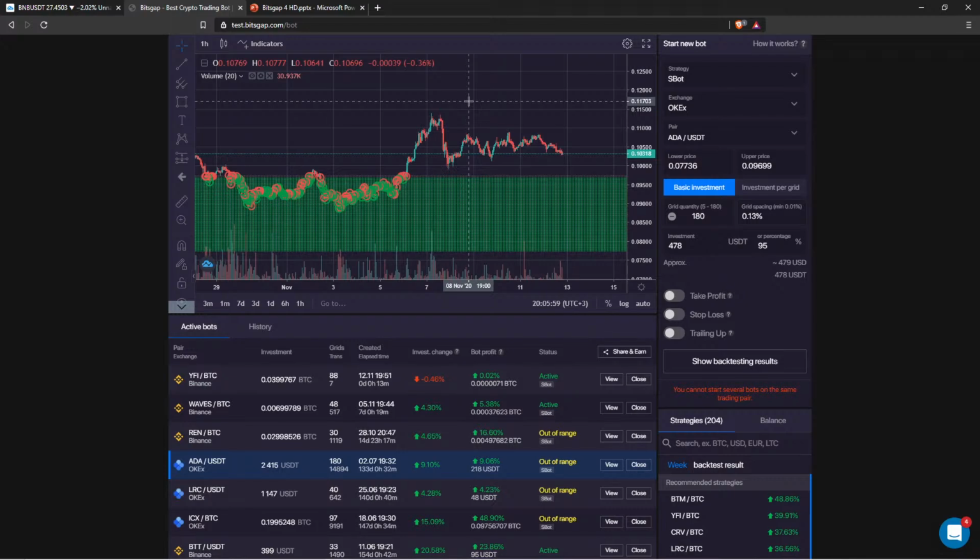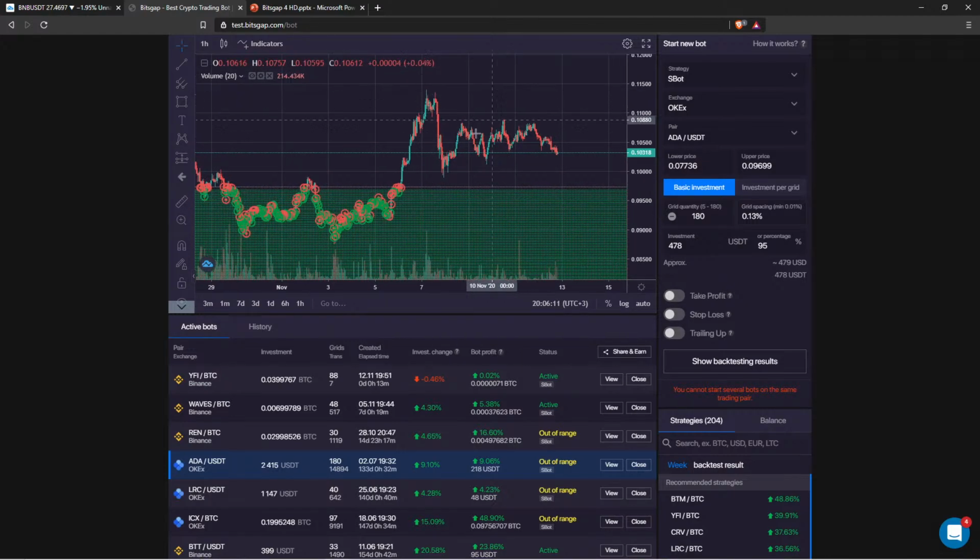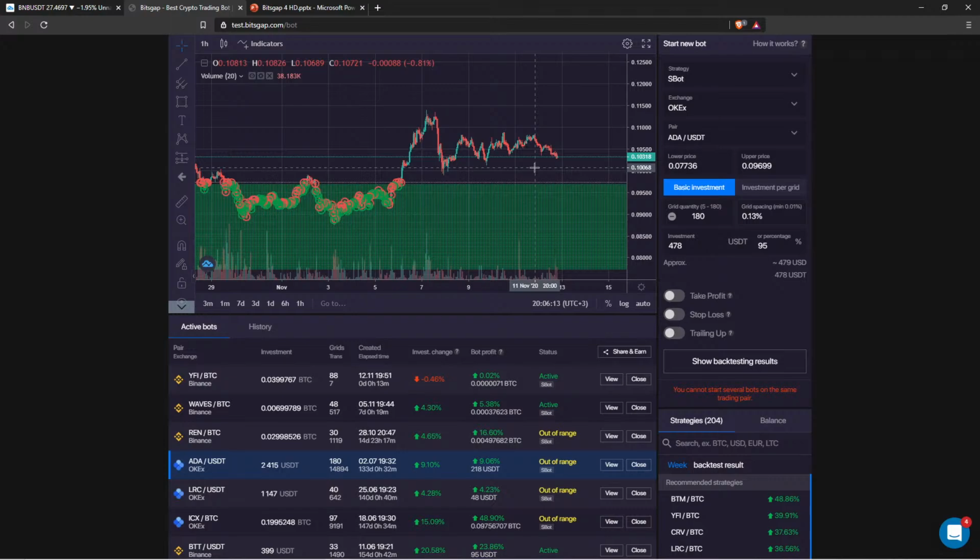Or maybe it's about time to relaunch the bot. With a trailing up instrument on, you can sleep like a baby, all right? You don't have to worry about it because it will automatically follow the market rise. So that's the idea.